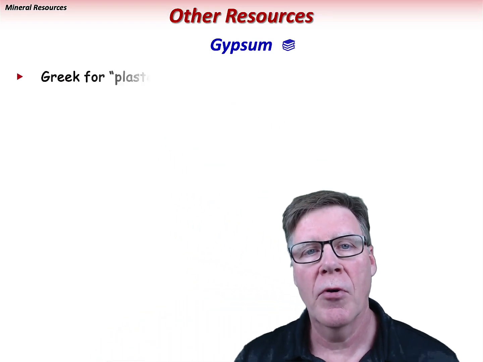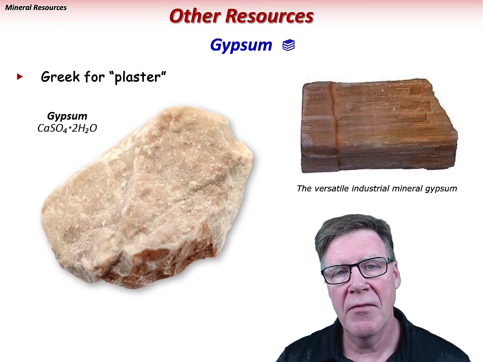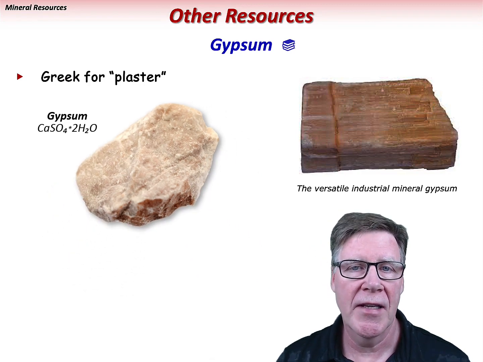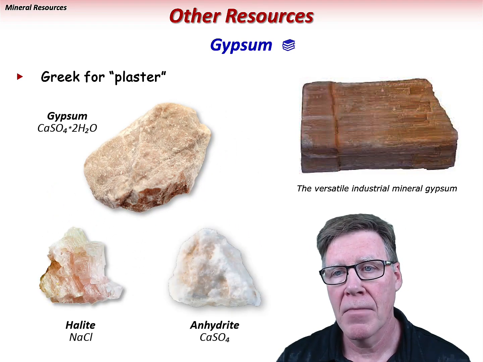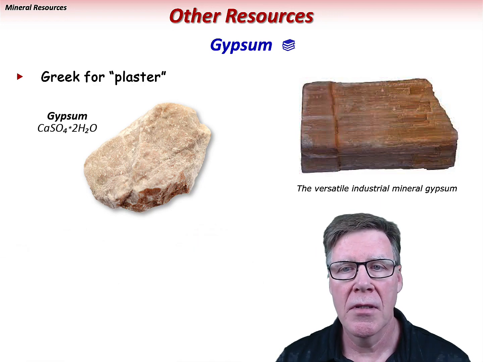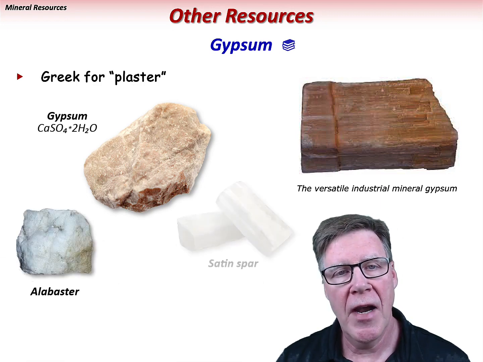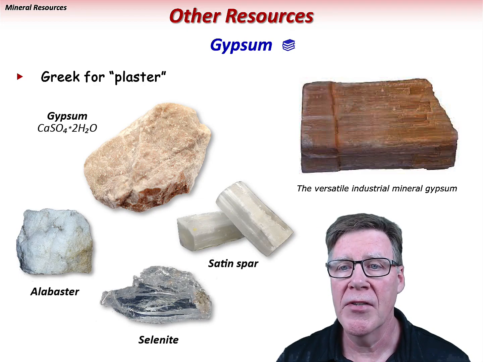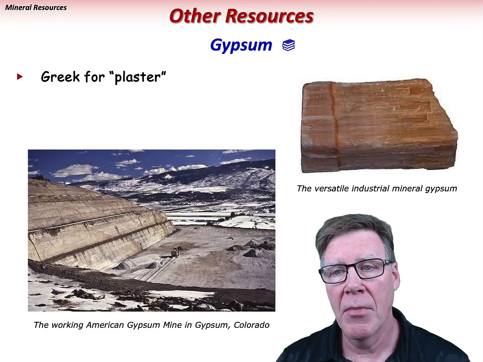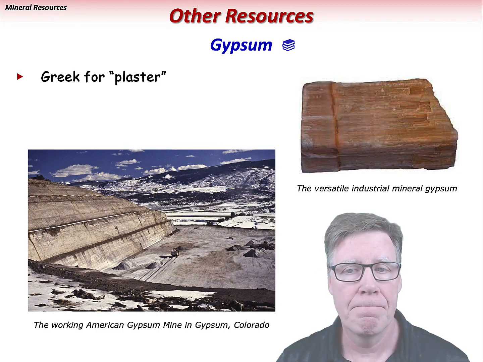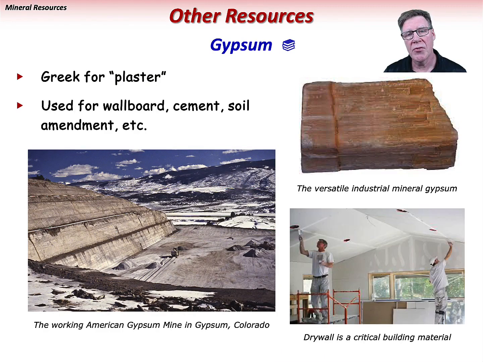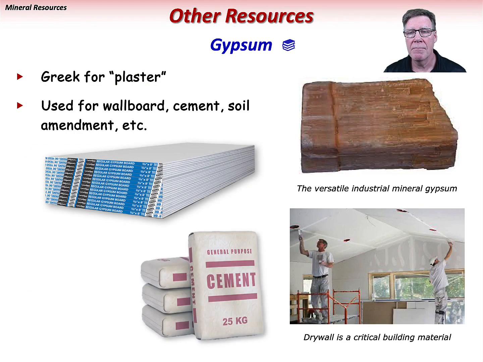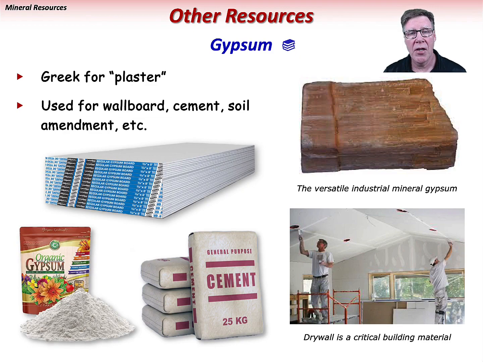Gypsum, Greek for plaster, is a calcium sulfate evaporite mineral that is usually associated with other evaporite minerals like halite and anhydrite. Gypsum occurs in different forms, including massive alabaster, fibrous satin spar, and selenite. Gypsum is an important industrial mineral, here shown being mined in Gypsum, Colorado near Vail. Gypsum is used mostly in the construction industry to make wallboard, but is also important in making cement, as a soil amendment, and has other uses.